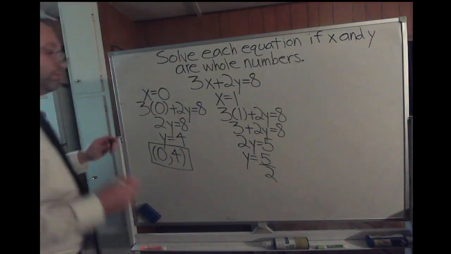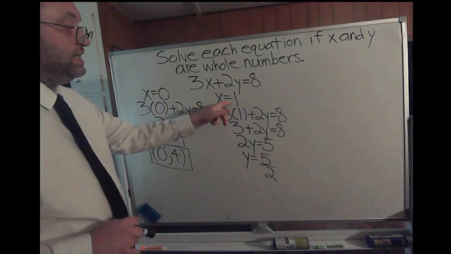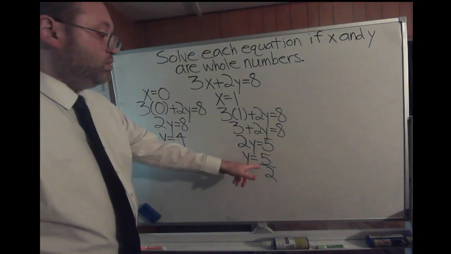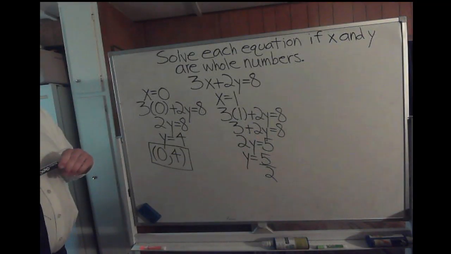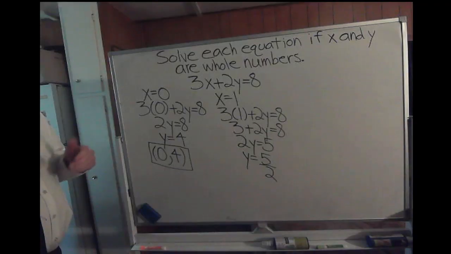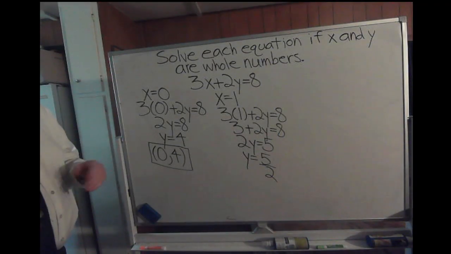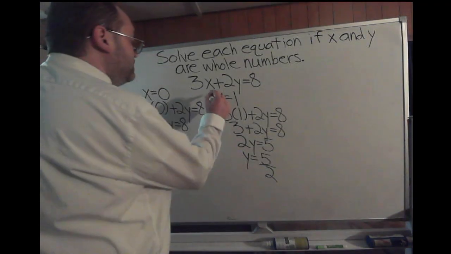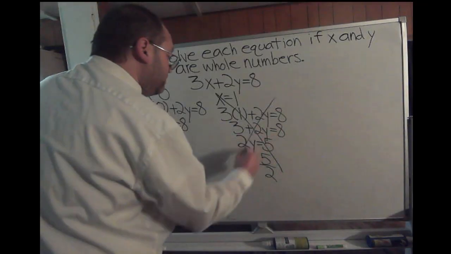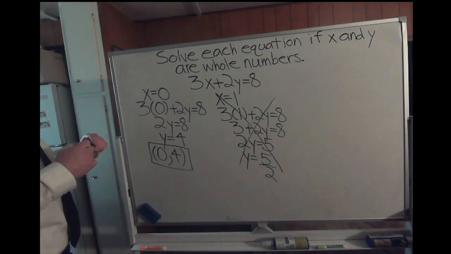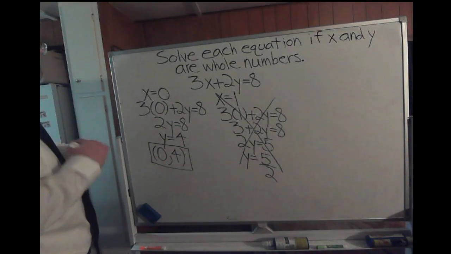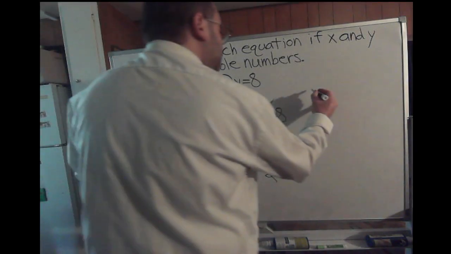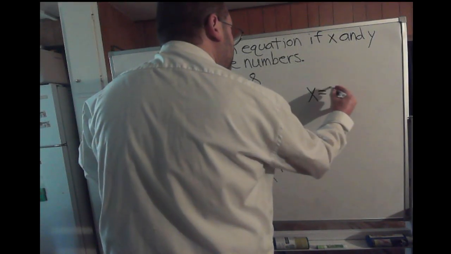Well, we have a problem. X is 1, that's a whole number, but y equals 5 halves. 5 divided by 2 comes out to 2.5. Therefore, it's not a whole number, so we can't regard this one. With x being 1, y equaling 5 halves, that's not a solution for the set of whole numbers. So far we only have 0, 4. What about if x equaled 2? So let's go ahead and set x equal to 2.